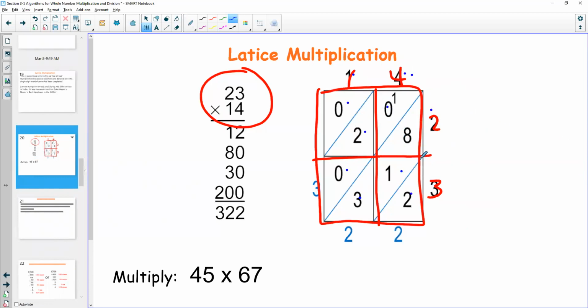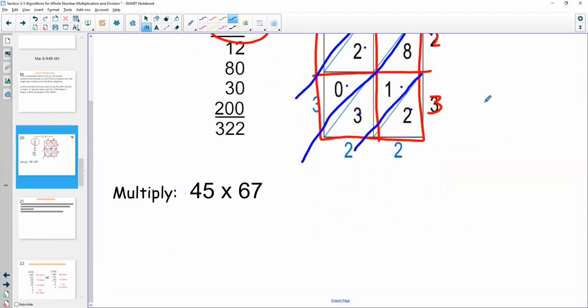Every lattice box has a diagonal. And when you're done, you add down along them, just like we did with addition. Okay? So 2 and nothing is 2. 8 and 1 and 3 is 12. Carry the 1. 1 and 2 is 3. My answer is still 322. So let's do 45 and 67.